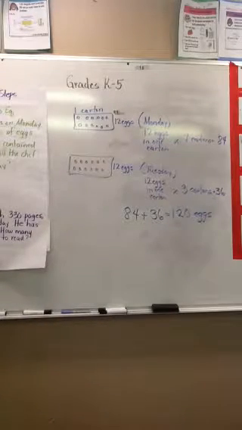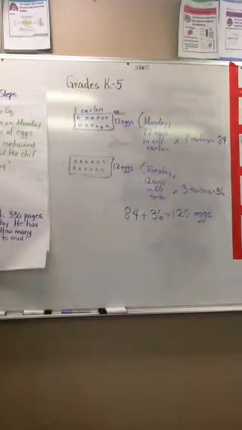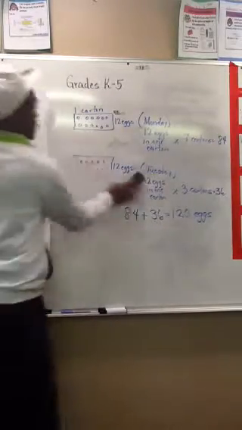So how many eggs did the chef buy on Monday and Tuesday? He bought 84 on Monday, 36 on Tuesday. When I add those together, I get 120 eggs in all. So that's how we solve that problem. Okay? You need time to copy that down, pause it.